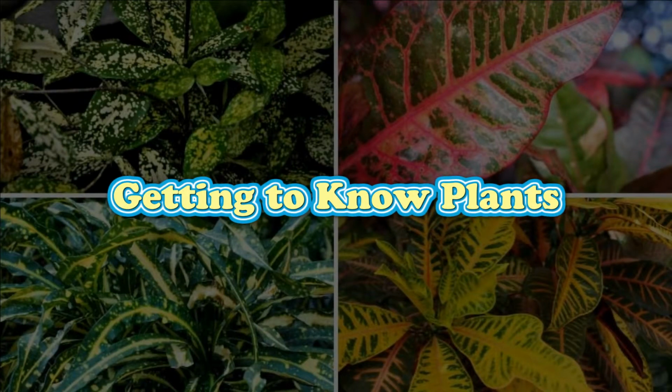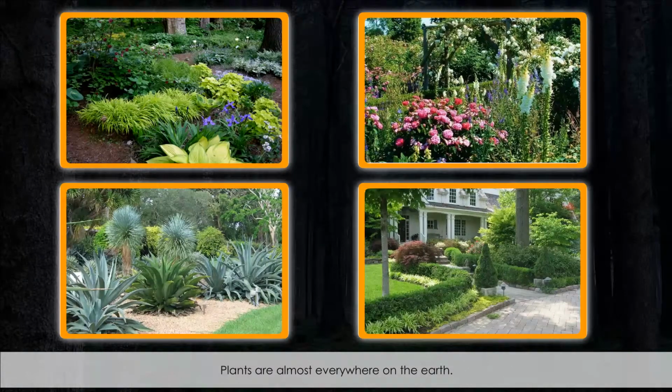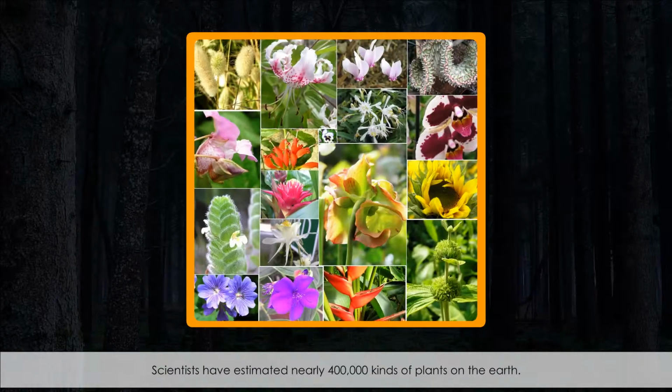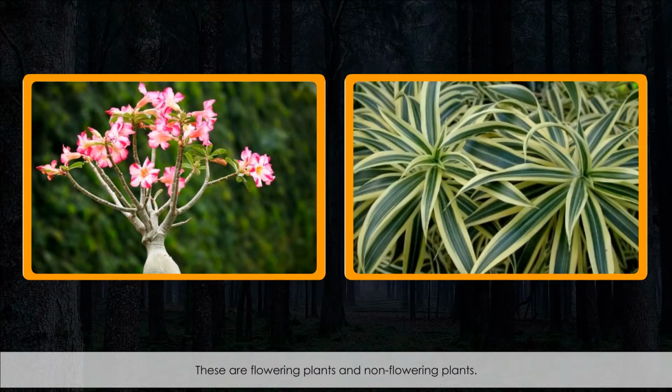Getting to know plants. Plants are almost everywhere on the earth. The greenery we see around us is due to a variety of plants in our surroundings. Scientists have estimated nearly 4 lakh kinds of plants on the earth. These plants are broadly divided into two main categories. These are flowering plants and non-flowering plants.